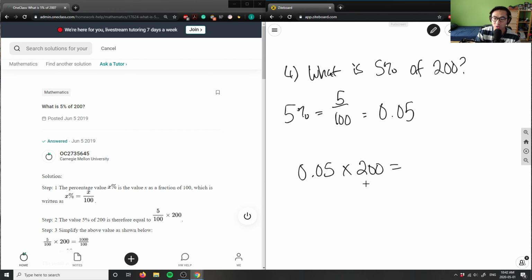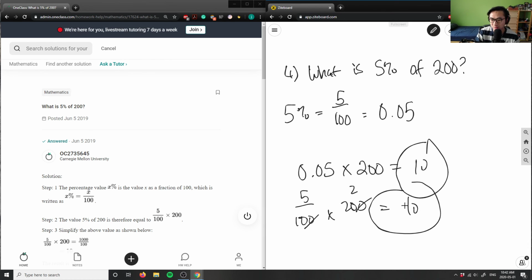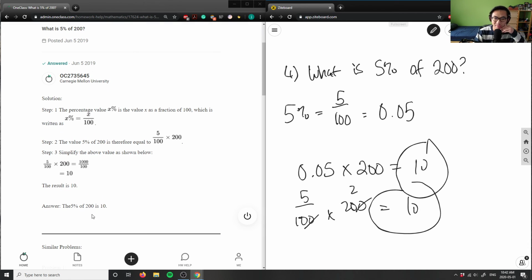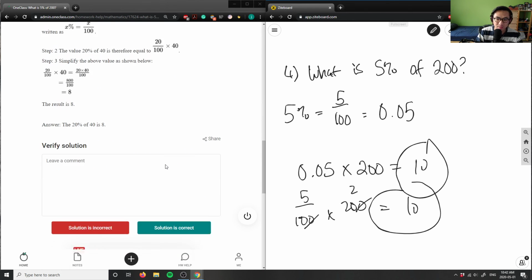I can either do this, or I could do 5 over 100 times 200. It doesn't matter which one I do because they're both equivalent in terms of the decimal and the fraction. If I do the fraction, this would cancel out. I would get 2 here, and 5 times 2 is 10. So this is my answer for this problem. What is 5% of 200? It is simply 10. These two are my solutions. Again, the answer of 5% of 200 is 10, so the solution here is correct.